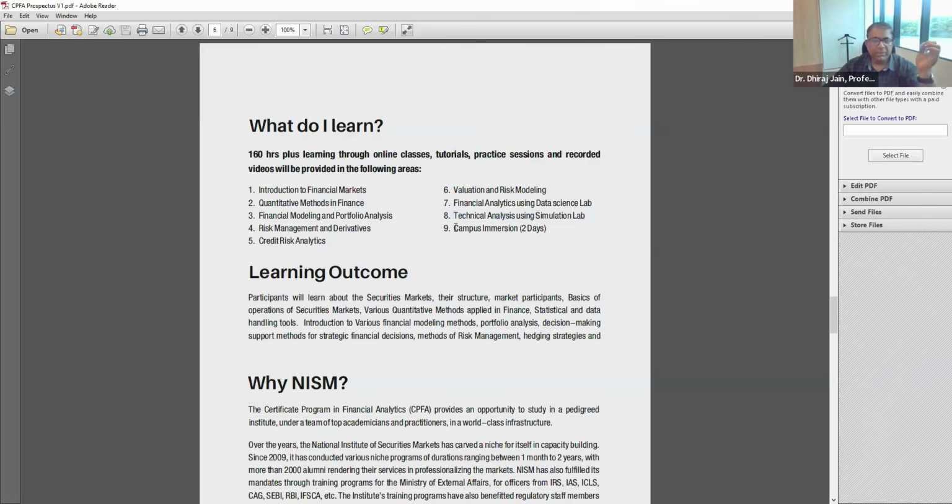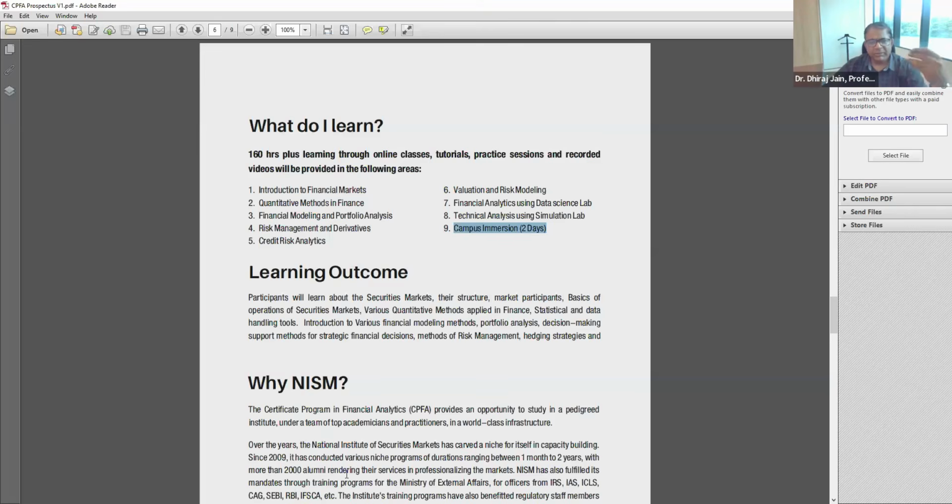And the last but not the least will be the campus immersion program. That will be at the end, for 2 days. We'll be inviting you to the campus, and you're welcome to come over where we'll be having those sessions. So overall, there are 160 hours of online classes, tutorials, and practice sessions.